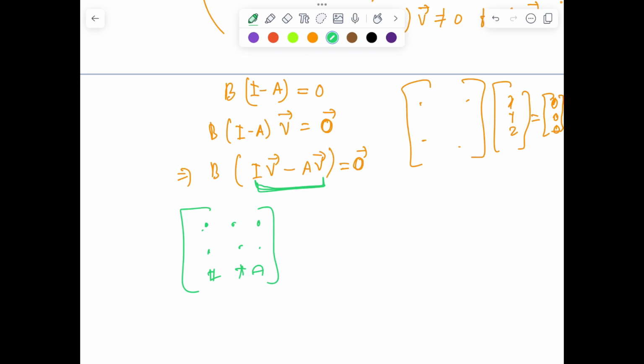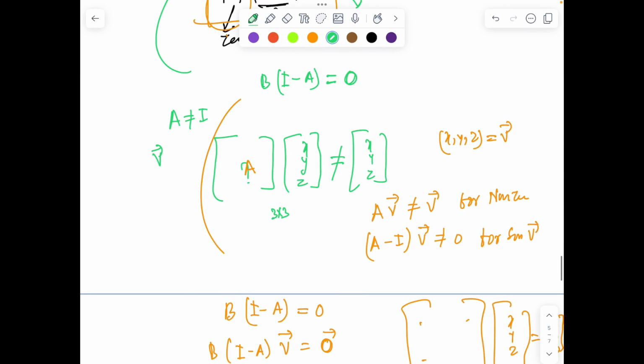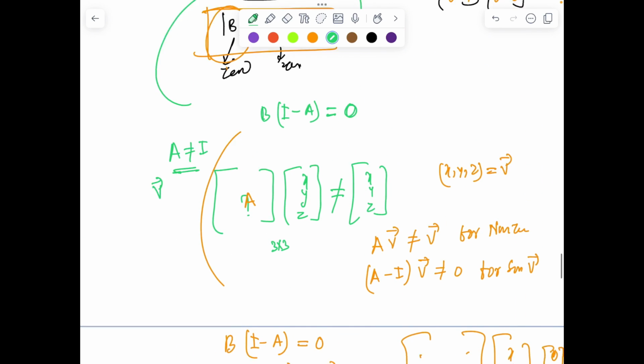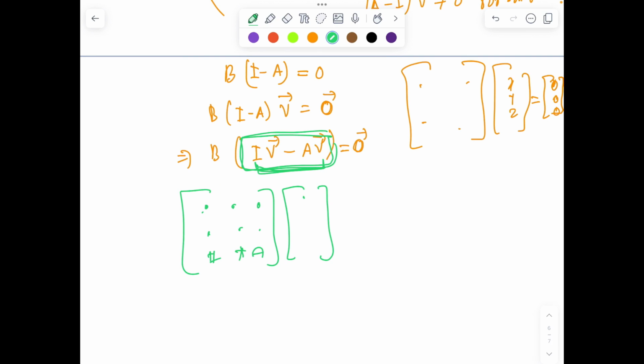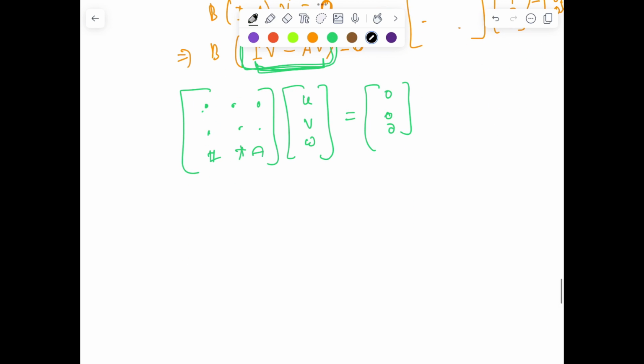Now I am multiplying with a non-zero vector, because (I minus A)V, remember, is non-zero because A is not identity. So what I can tell is that this represents some vector UVW, which simply is 0 0 0. That is possible because, let's say, I take alpha 1 beta 1 gamma 1, alpha 2 beta 2 gamma 2, alpha 3 beta 3 gamma 3. So the dot product of these components with UVW is 0.